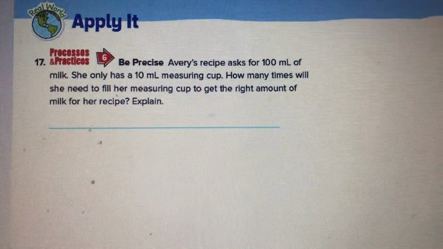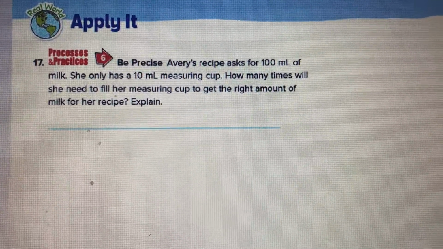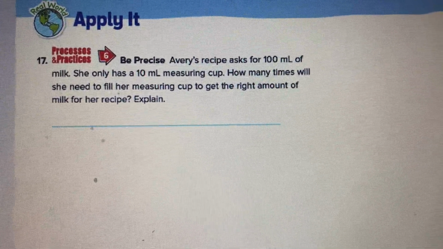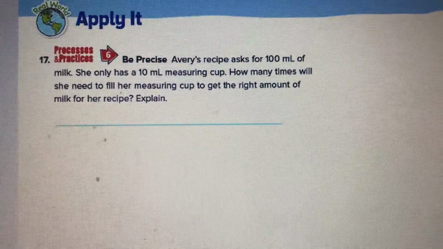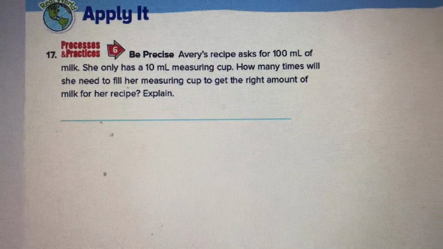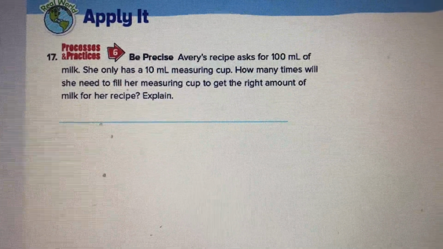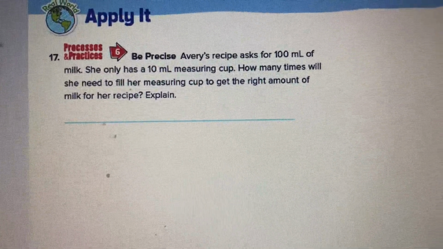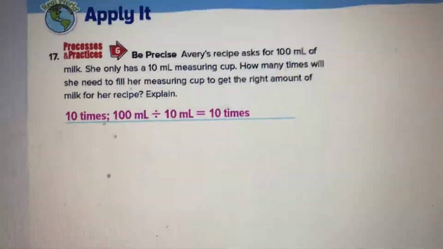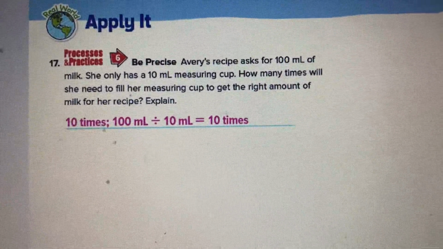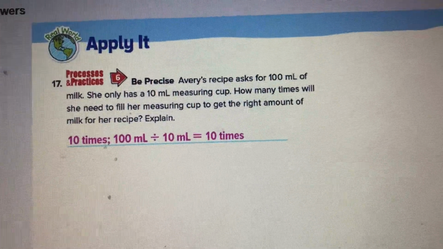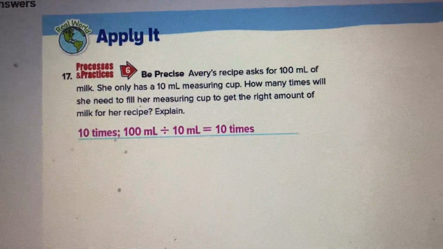And then be precise. Avery's recipe asks for 100 milliliters of milk. She only has a 10 milliliter measuring cup. How many times will she need to fill her measuring cup to get the right amount of milk for her recipe? Those of you that know your 10s or higher in multiplication easily know that this one is 10 times. Because when you make this a division problem, 100 milliliters divided by 10 milliliters equals 10 times. Or you could reverse it and do 10 times 10.